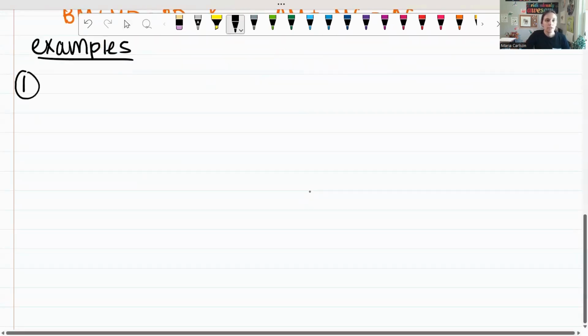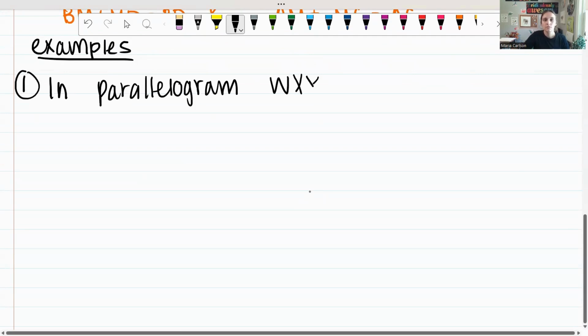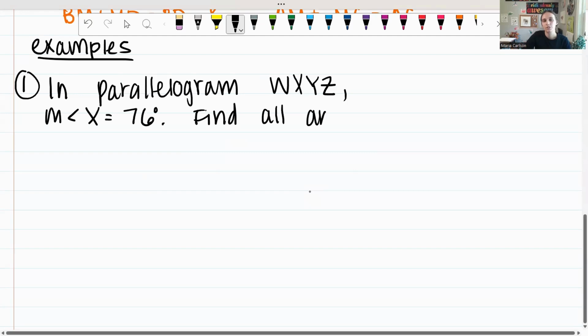Number 1, in parallelogram WXYZ. I'm going to write my Z's like this so they don't look like a 2. The measure of angle X is 76 degrees. Find all angle measures.